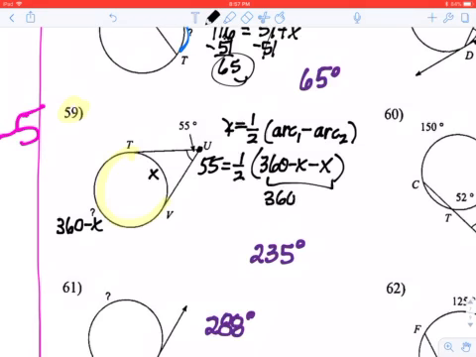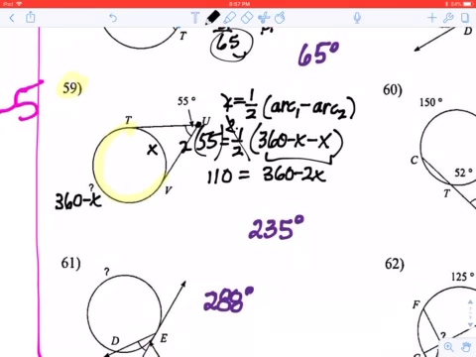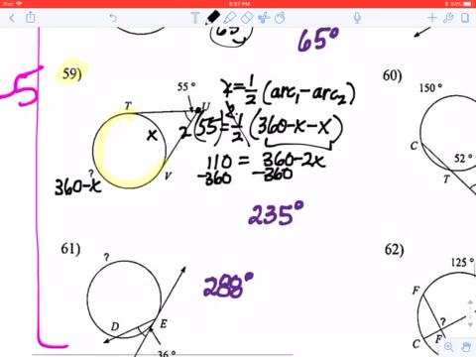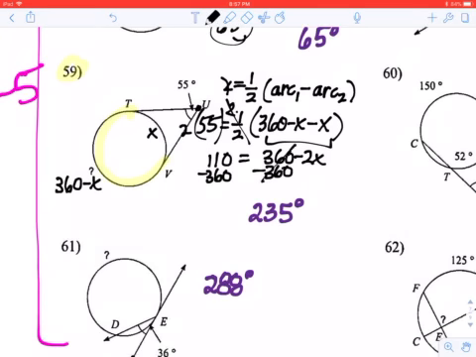So I can combine like terms here to get 360 minus 2x, combine those x's. I could also multiply both sides by 2. Go ahead and do that. So 2 times 55, right? So 110 equals 360 minus 2x. Then I subtract 360 from both sides. Subtract 360.